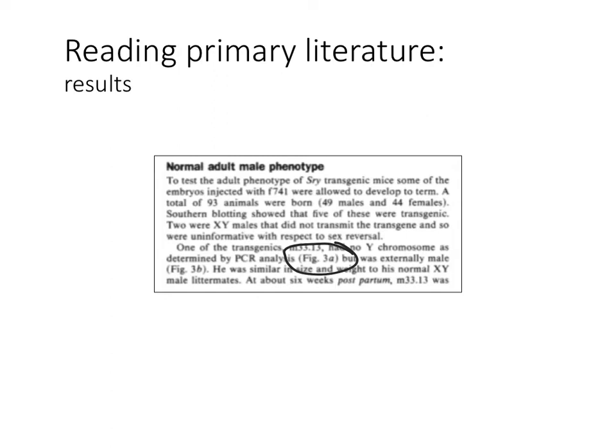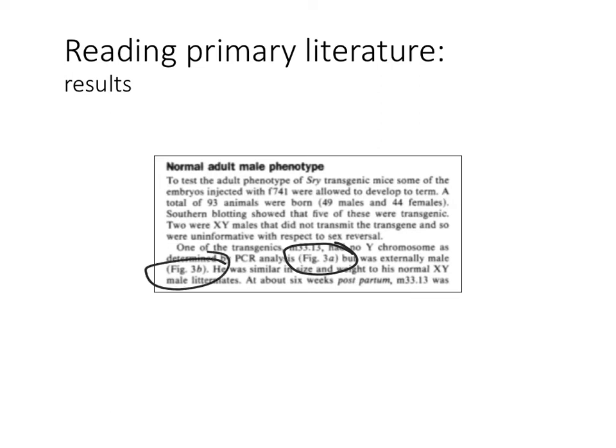Oh, I'm trying to figure out how they used PCR to prove that mouse 33.13 had no Y chromosome. So then you go to that panel, you look at the PCR for that mouse, 33.13, and you try to figure out what do these bands mean and why do they mean that that mouse doesn't have a Y chromosome.